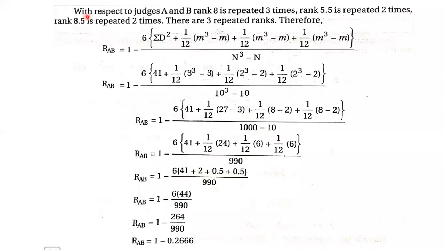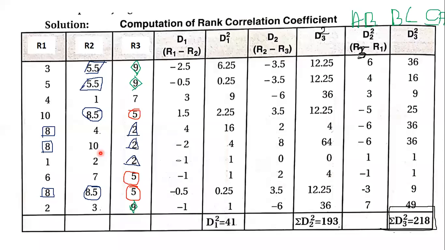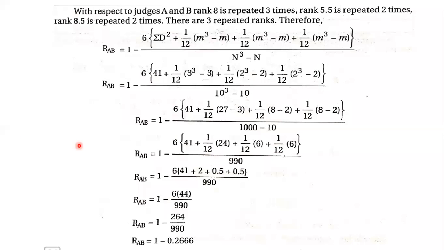Now, with respect to judges A and B, rank 8 is repeated 3 times, and rank 5.5 is repeated 2 times, and rank 8.5 is repeated 2 times. Okay, so there are 3 ranks. How did they get all this information? They're talking about this. So, judge A is where 8 is repeated 3 times. Okay, and for judge B, 5.5 is repeated 2 times, 8.5 is repeated 2 times. So here 3, 2 and 2. Okay, so based on that, we have to write the formula.